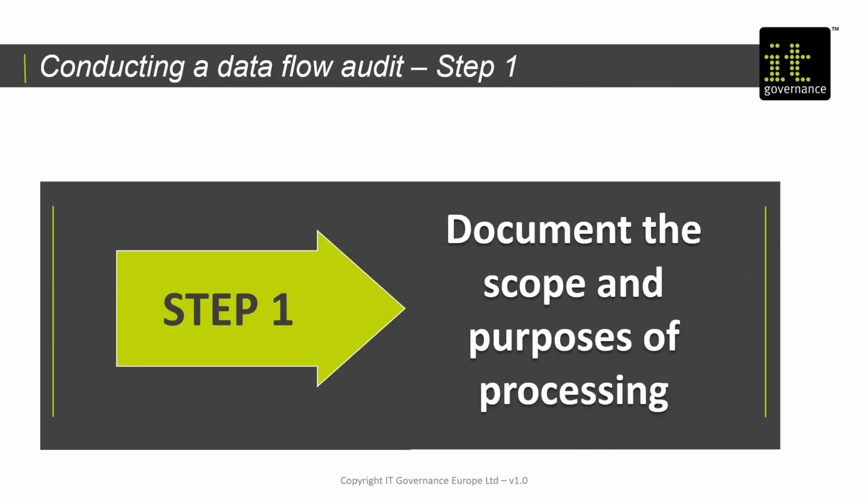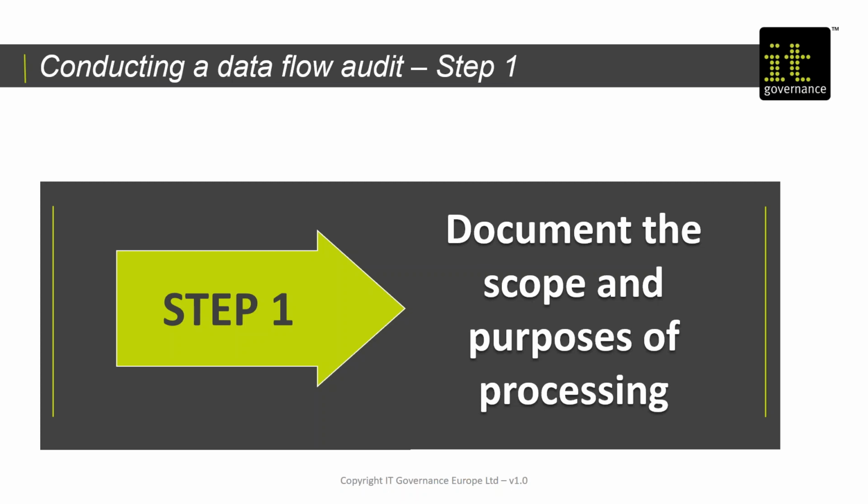So the first step is to document the scope and purposes of processing. A data flow map is an essential component within a data protection impact assessment. You cannot work out the impact on the rights and freedoms of natural persons unless you know what data you have, where the data is coming from and where it is going, and for what purpose it is being processed.